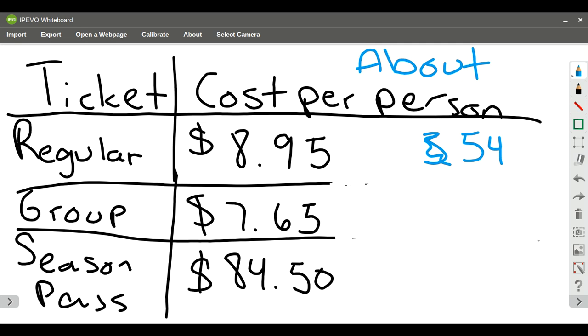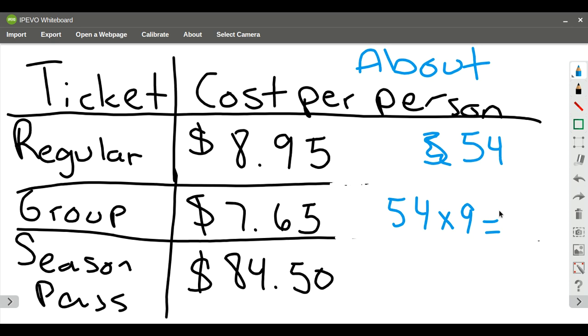So the values they gave were a total of 54 individuals going, and they want to know how much they're going to save between the group rate versus the regular rate. The first thing I'm going to do is take the $8.95 and the $7.65 and round them to the nearest whole number, or round to a value that's going to be near 54. I'll start with eight. I'm going to round to 9. So when I do 54 times 9, I can figure that out pretty easily.